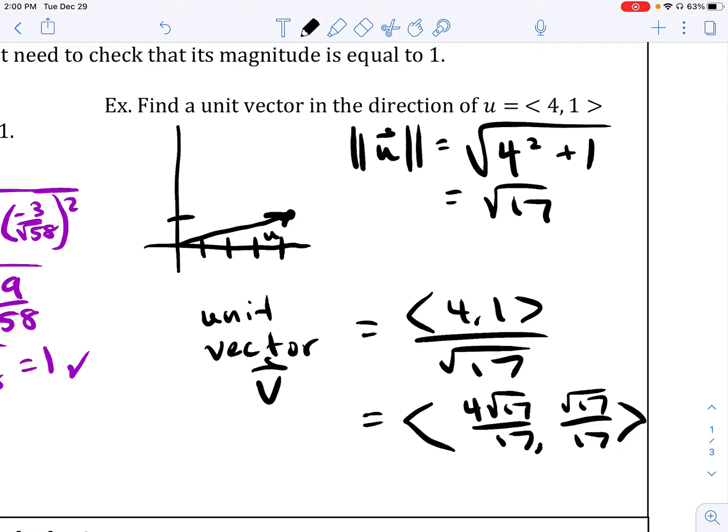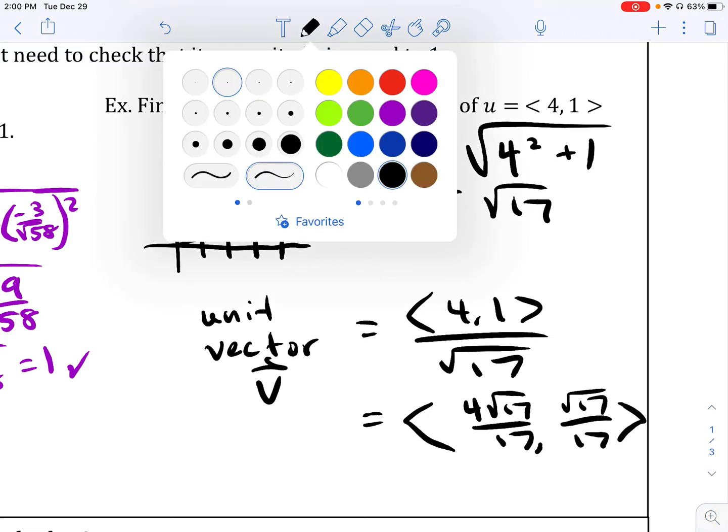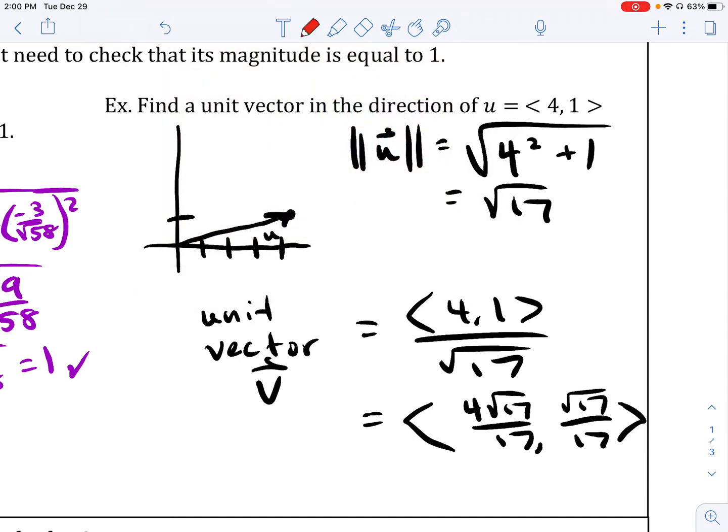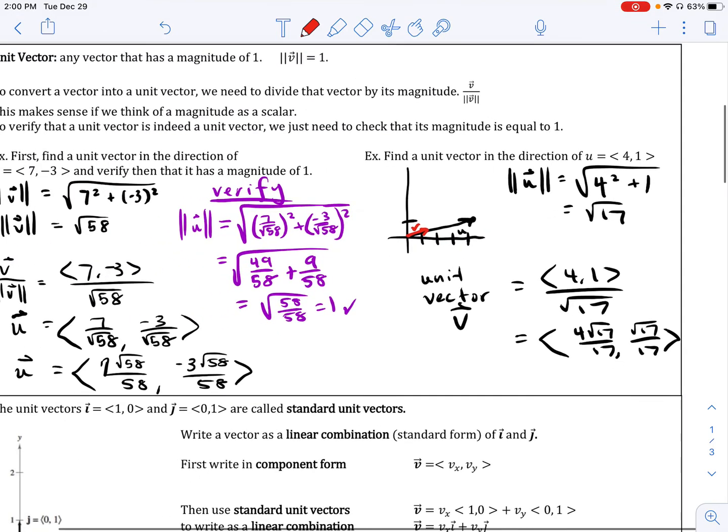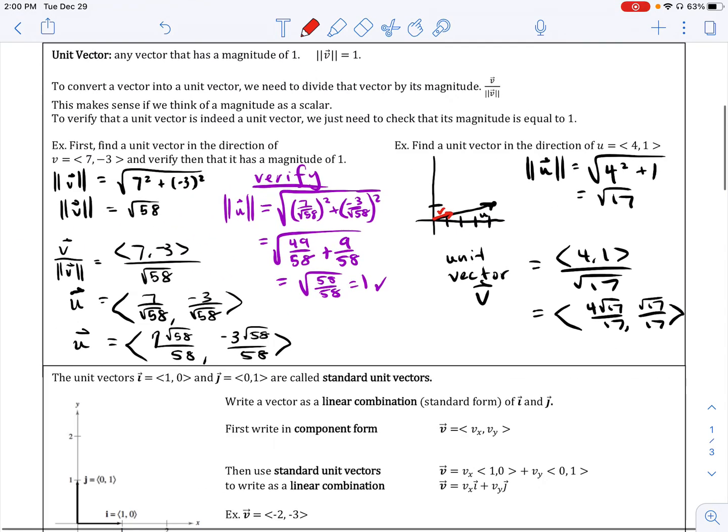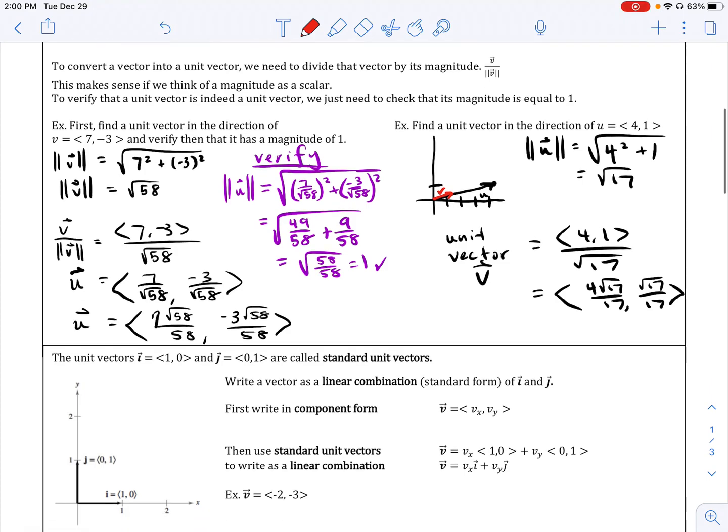And so this unit vector that we just found is a vector that is going in the same direction, but has a much shorter magnitude. So vector v would look something like this. And again, this is a magnitude of 1, right? But it's a vector that's going in that same direction. Now, a unit vector is simply a vector with a magnitude of 1.